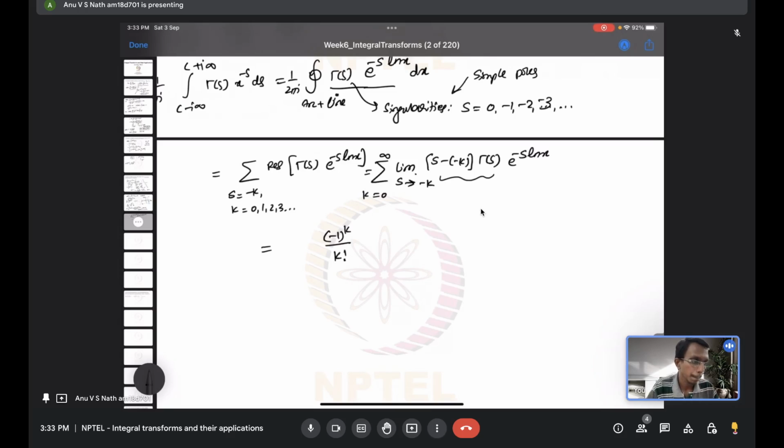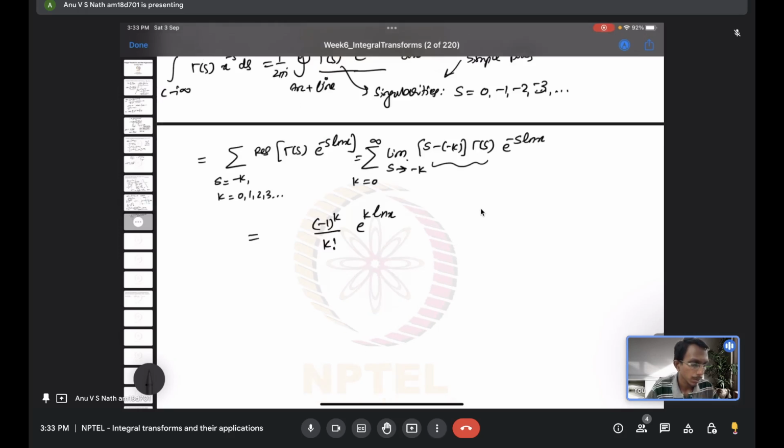It's s minus k times gamma of s, and then the remaining exponential of minus s ln x, which is not singular at any s value, which is minus k. So you can just directly apply the limit s tending to minus k in that expression. It is just exponential of k ln x when s equal to minus k, and you have the summation here, k equal to 0 to infinity. Now you will recognize that this combination is actually x raised to k, right? So you can now write it as minus x the whole raised to k divided by k factorial, which is just e raised to minus x.